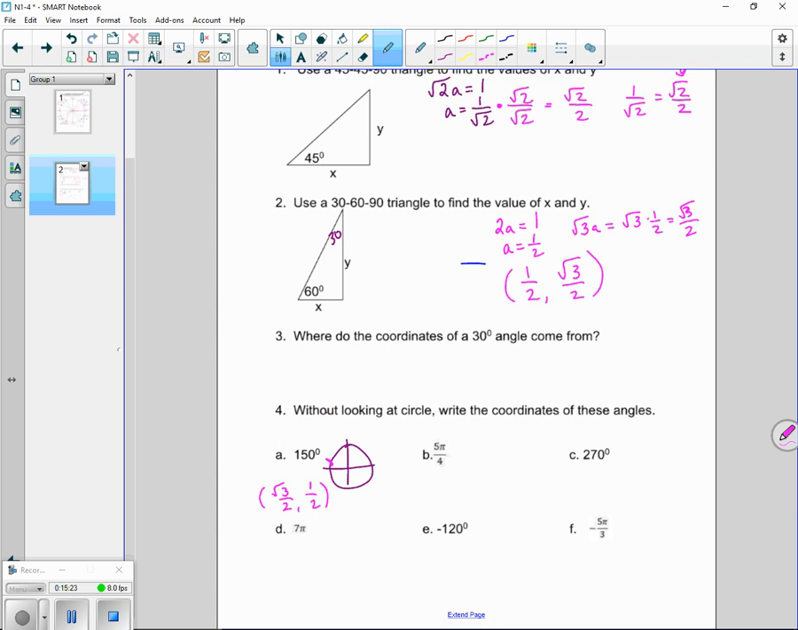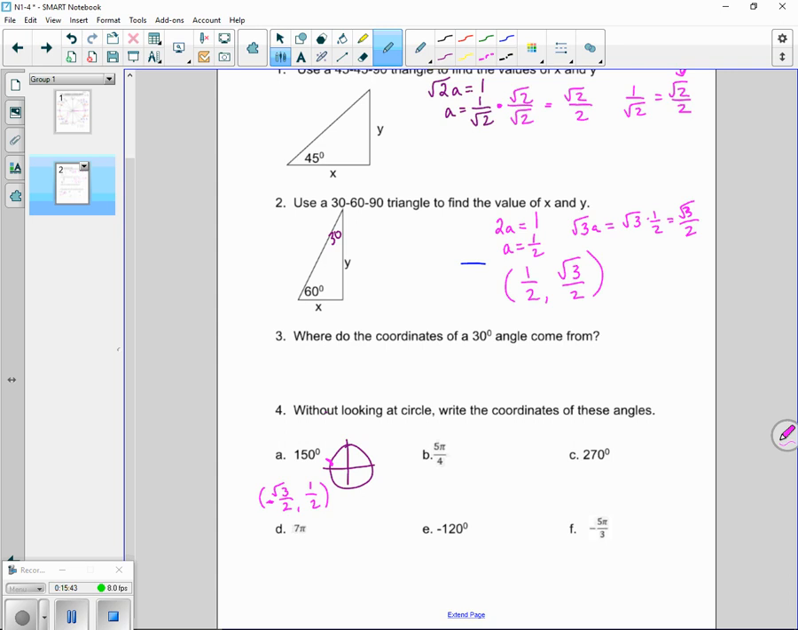Is it longer in the x or the y? If it's closer to the x-axis, it's going to be bigger in the x. Now then the last thing, but you cannot forget the sign. You're in quadrant 2, so in quadrant 2 you have a negative x and a positive y. So that's what I want you to do, that right there.